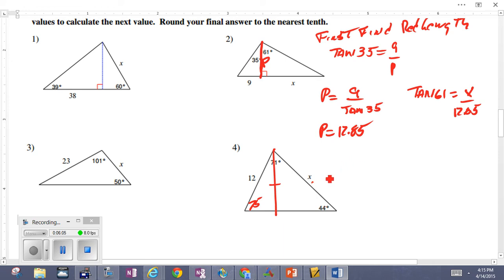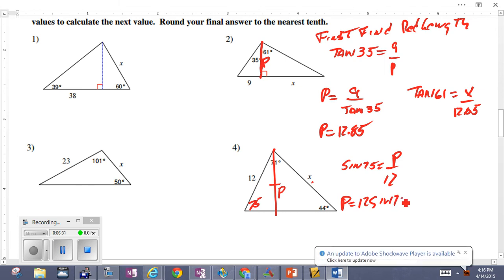So relative to the 75 here, this is the opposite length. Let's call that p again. We're going to try to find p. The sine of 75 is going to be p over 12. So p can come out directly by that calculation. p is equal to 12 times the sine of 75. And then we'll calculate that value, and then we'll use that over here on this other triangle.